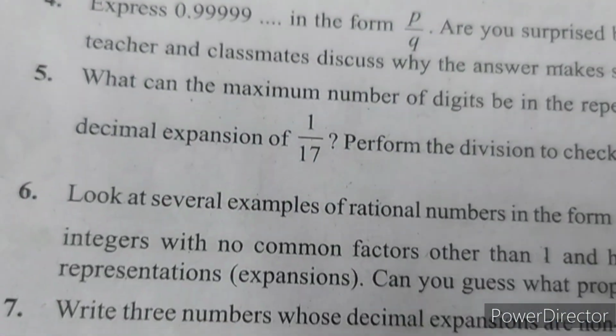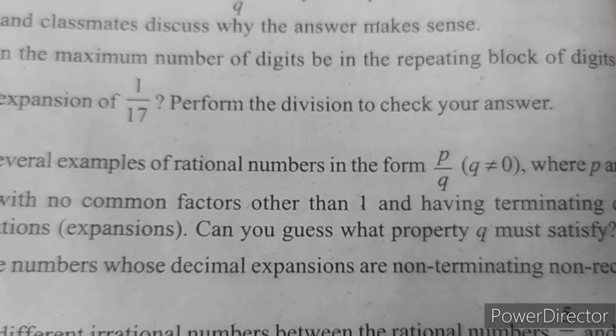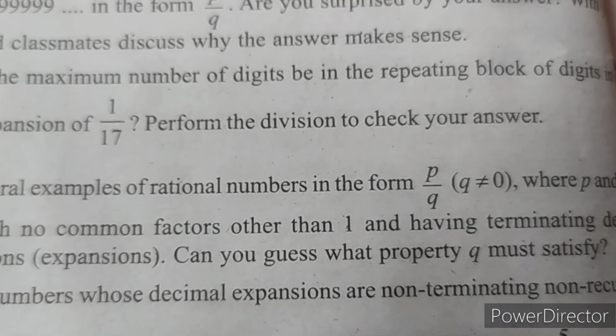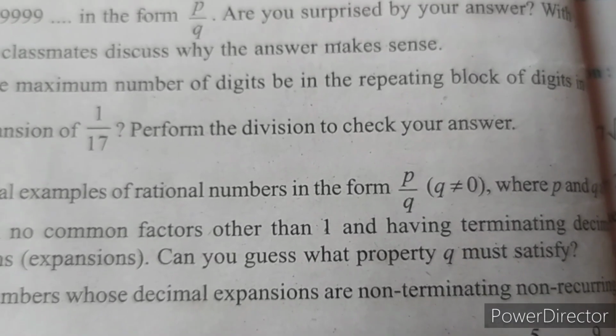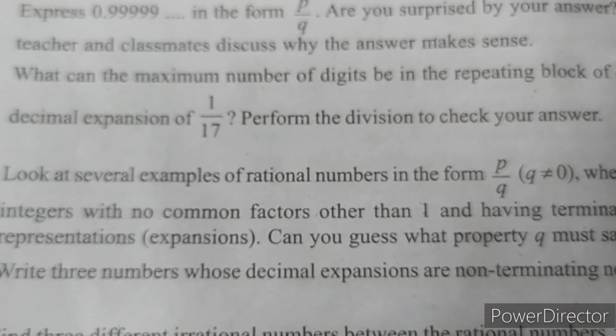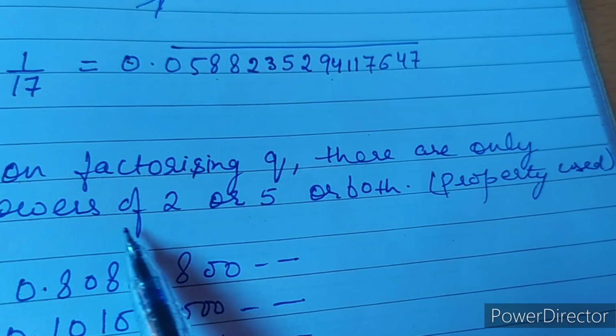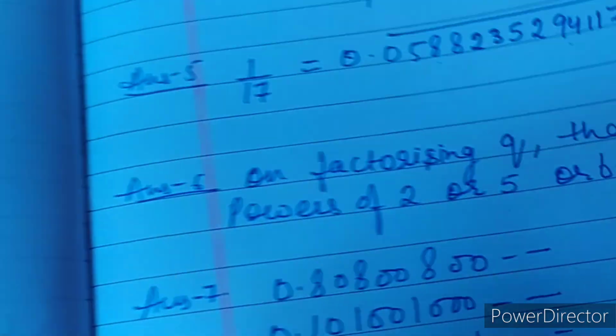Question number 6 is, look at several examples of rational numbers in the form of P by Q, and you have to answer what property is shown by the Q. If the decimal has a terminating decimal representation, then what is the common factor that you will observe? On factorizing Q, you will see that only powers of 2 or 5 or both are present in it.